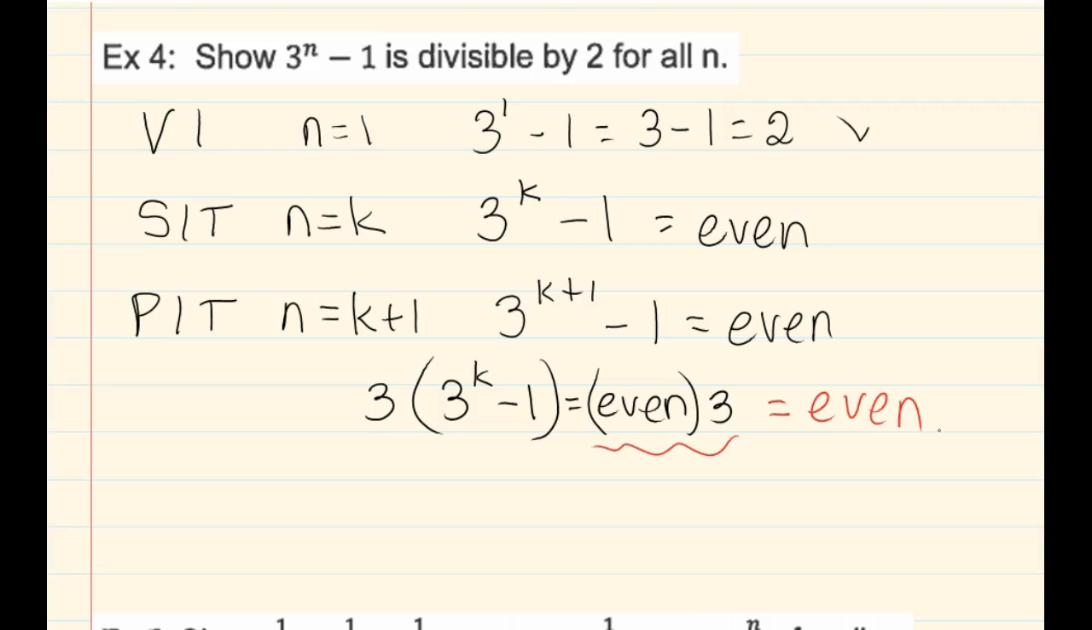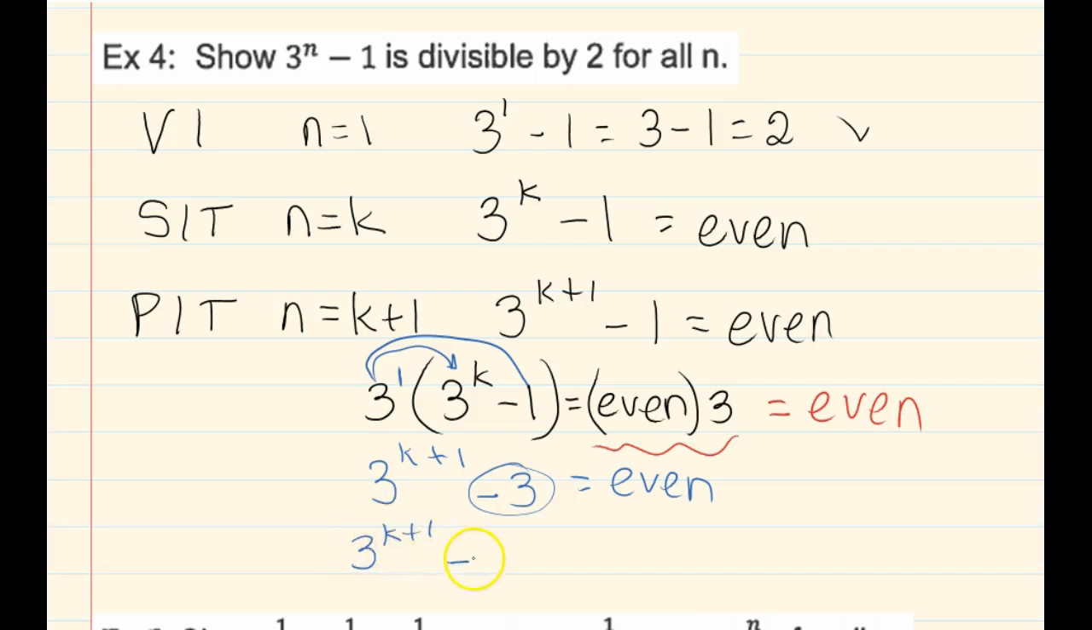So let's see what happens on the other side. When I'm multiplying, I'm going to get 3 to the k plus 1. Remember, I'm just doing our distributive property. When I multiply these two, I add my two exponents. Minus 3, because I am doing my distributive property, and we say that equals an even number. Let's rewrite this minus 3. So if I write this as 3 to the k plus 1 minus 1 minus 2, that's just a fancy way of writing the minus 3, and we say that's equal to an even number.